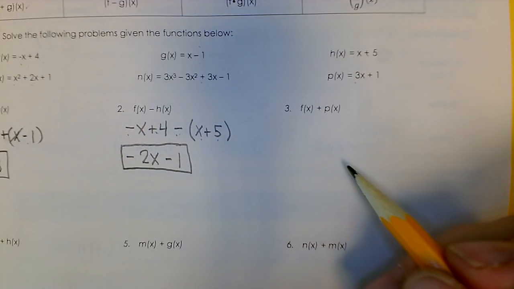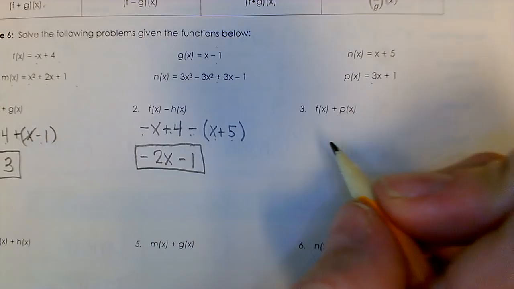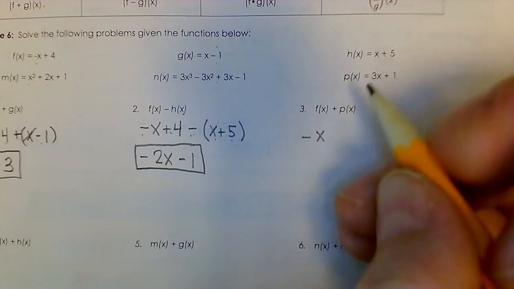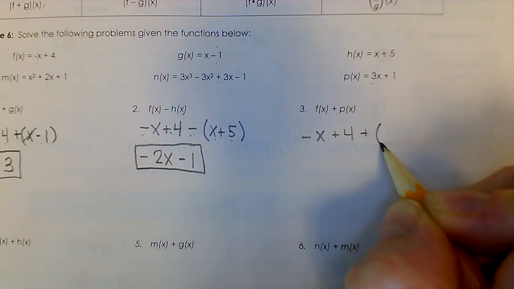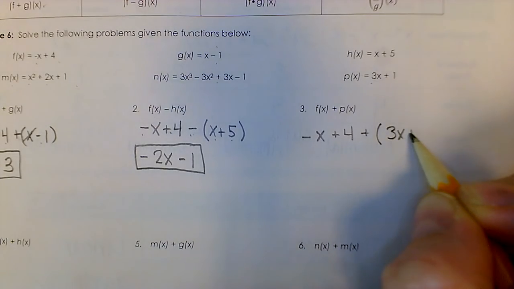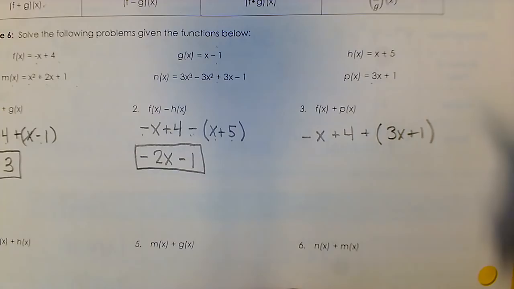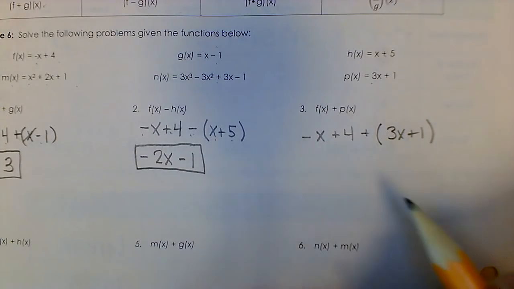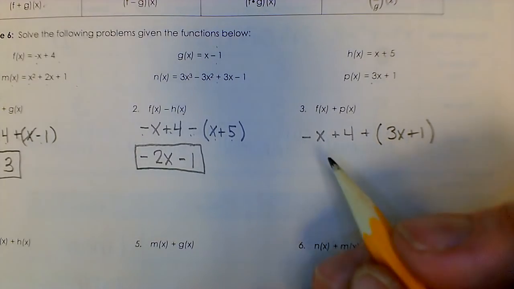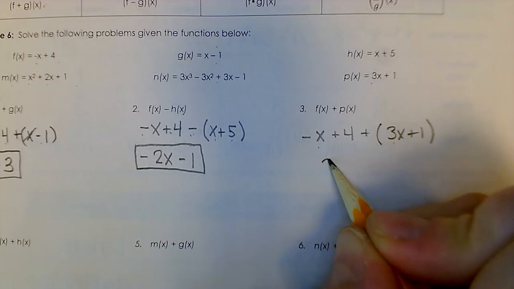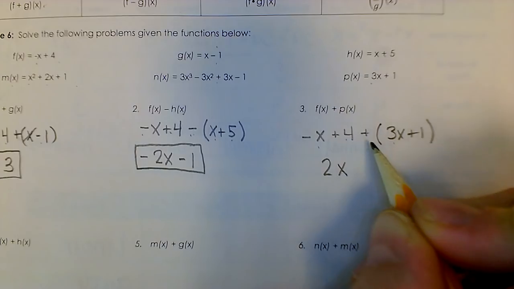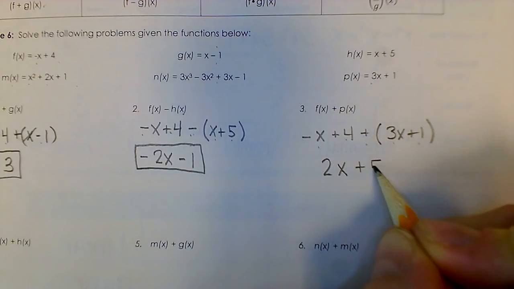Okay, f of x plus p of x. f of x again is negative x plus 4, plus p of x is 3x plus 1. All right, so go ahead and give it a try. So negative x plus 3x gives us 2x. 4 plus 1 gives us 5.